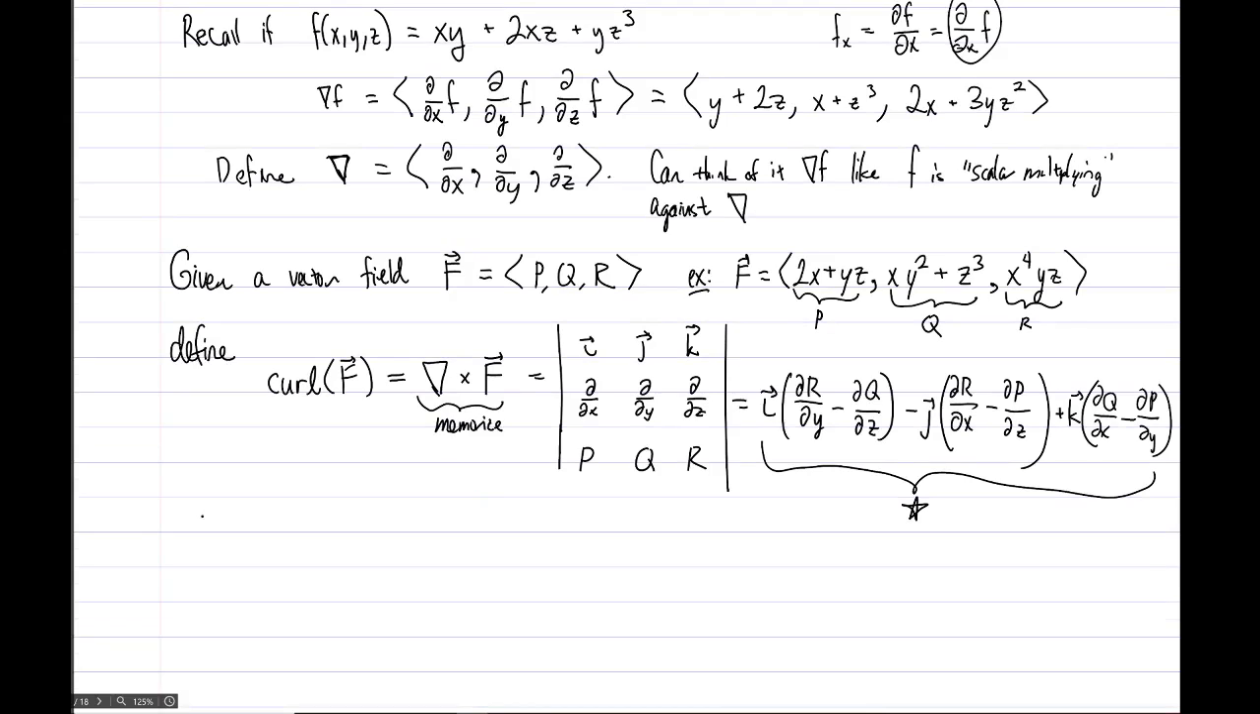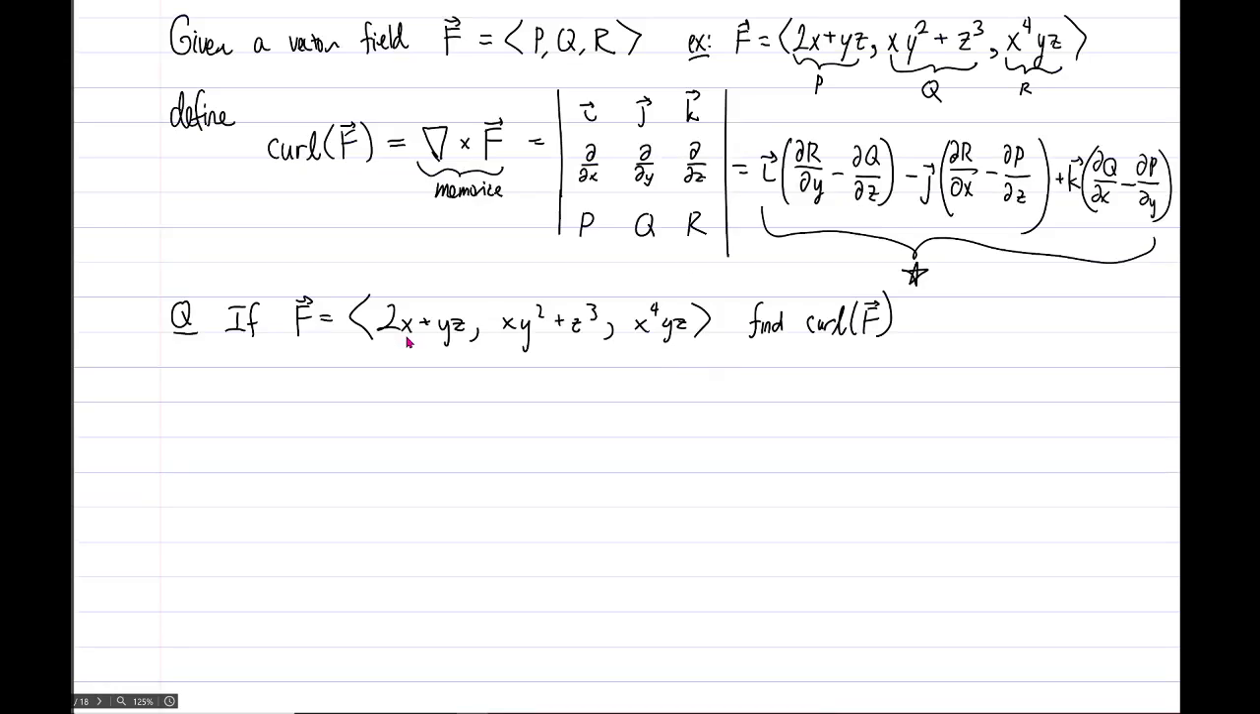So let's do the following. Let's practice this. It's not bad. If you have a vector field, namely the vector field we had up here, angle bracket 2x plus yz, comma, xy squared plus z cubed, comma, x to the 4th yz. To practice, let's find the curl of f.